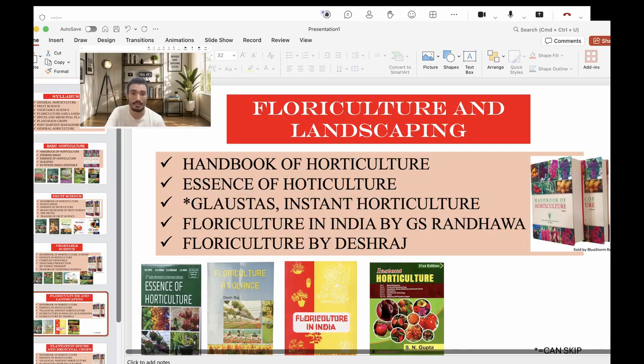Then we have the revolutionary book in India. This is Floriculture in India by G.S. Randhawa, which is recommended by many ICAR scientists, teachers, professors, and they also study this book if they want to prepare for any state level as well as national level examination, right?